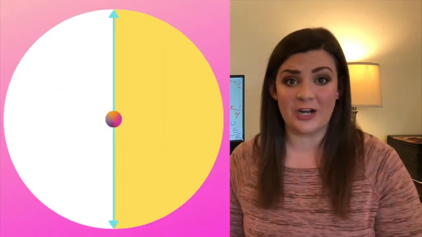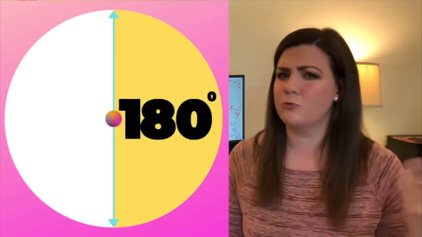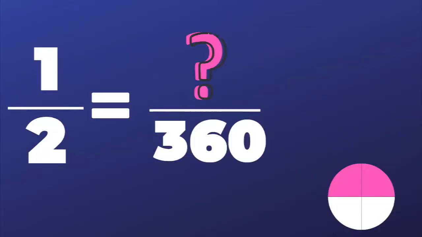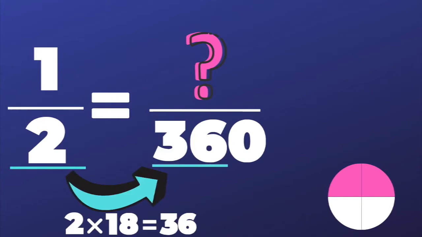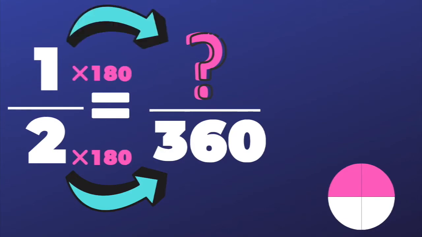Let's look at 1/2 of a circle. We know that this is a straight angle, and we know a straight angle measures 180 degrees. But what if we didn't know that? Could we prove it? Yes, we can! Let's first take 1/2 and set it equal to something over 360. First, we have to figure out the relationship between 2 and 360. Well, we know that 2 times 18 would give us 36. So we just put a 0 on the end to show that 2 times 180 would actually give us 360. So since 2 times 180 gives us 360, whatever we do to the bottom of the fraction, we have to do to the top. Awesome.